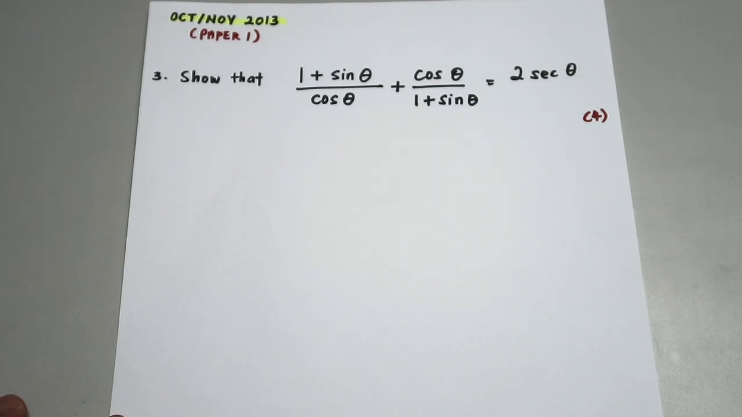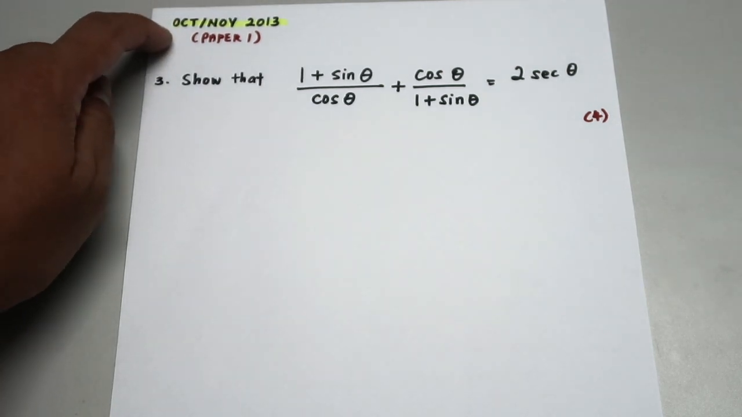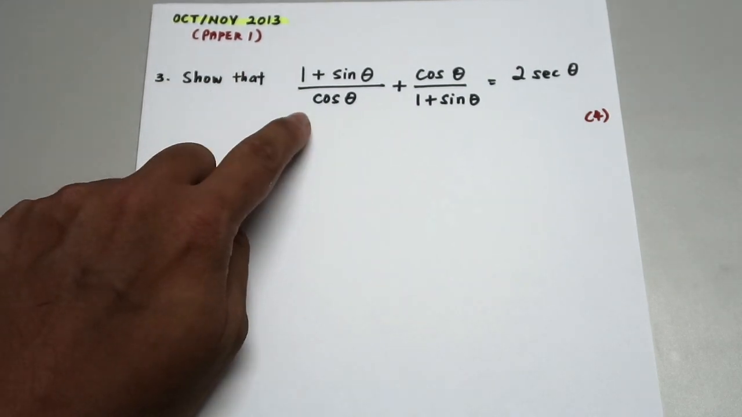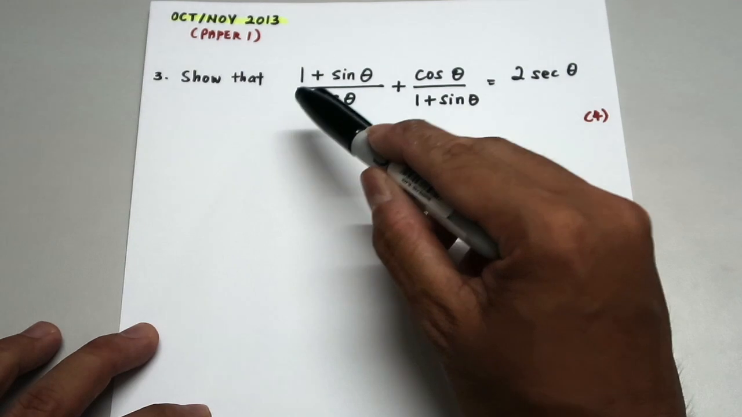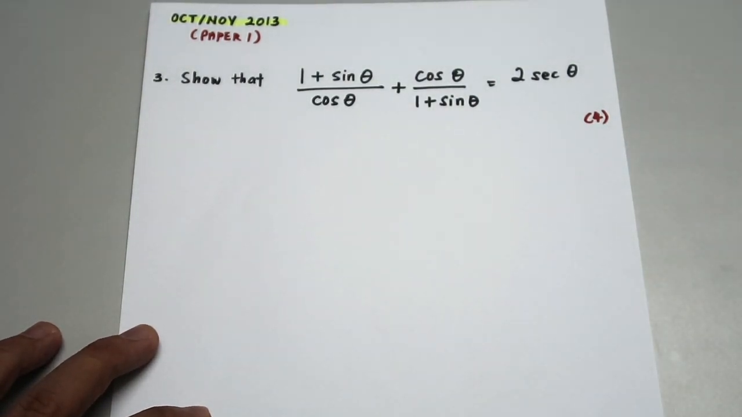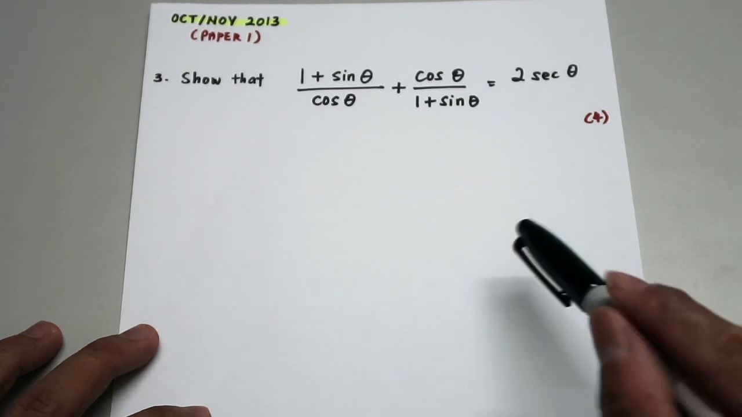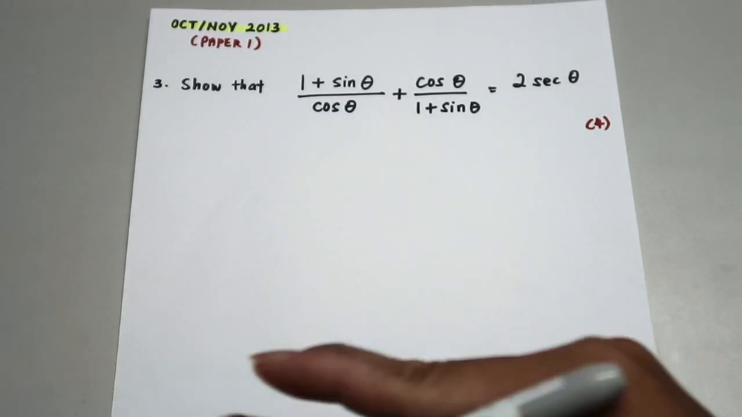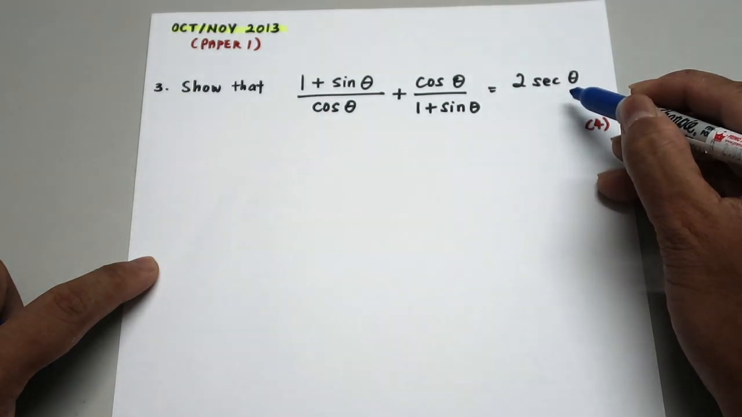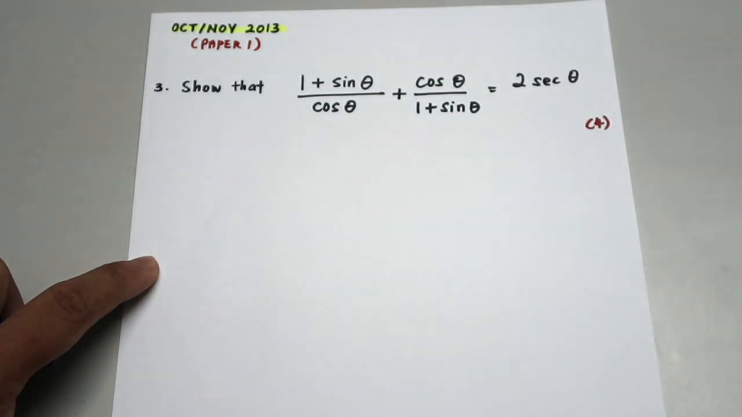Our next question is taken from October-November 2013, and it is a 4-mark question. From the earlier question we already know that in proving, we do not find theta. Some mistakenly try to solve this equation, which is not right. All we are trying to do is to change the way the left hand side of this equation looks, so that it becomes the right hand side. They are basically the same thing.